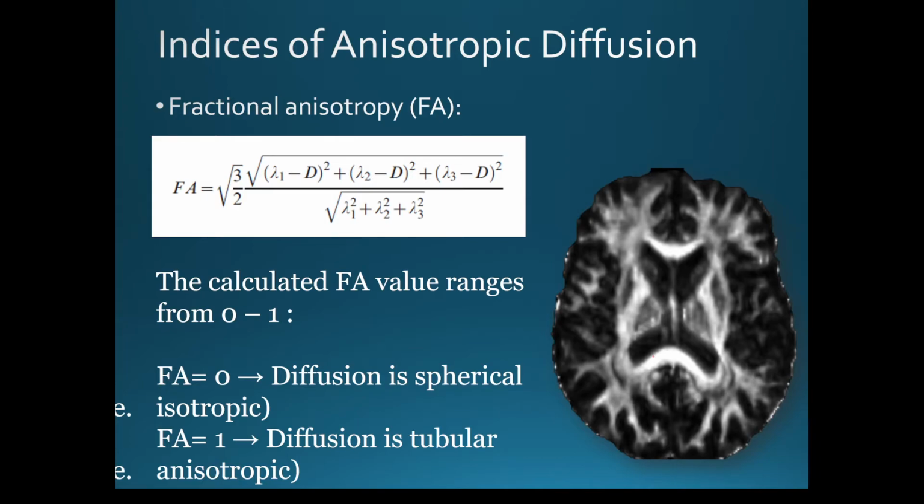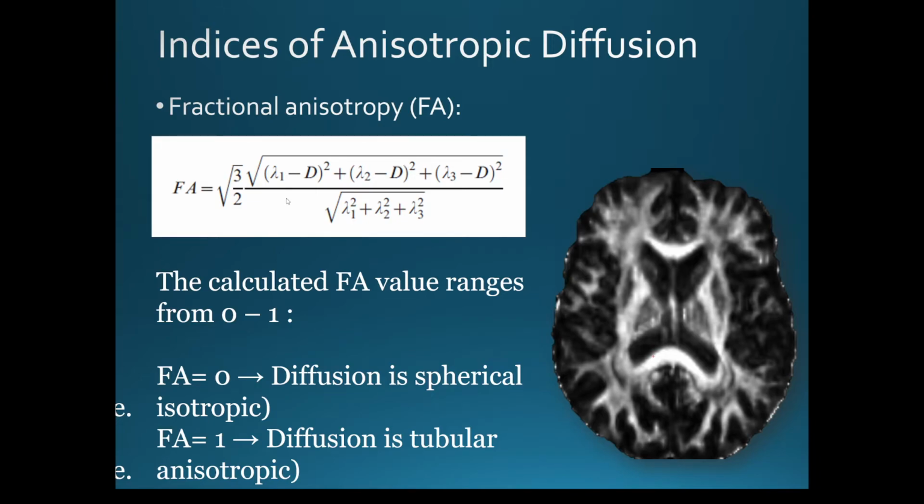Another metric is what we call fractional anisotropy, or FA. Here's the equation for it. Memorize it. It'll be on the final. Just kidding, we don't have a final. No tests. You don't need to memorize this, but this is the calculation of a metric.